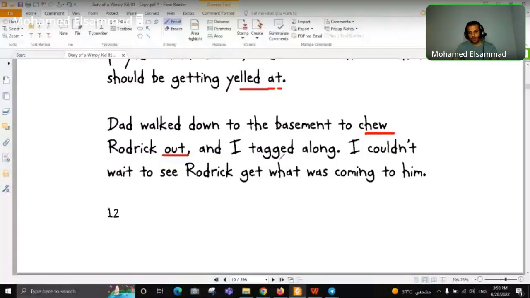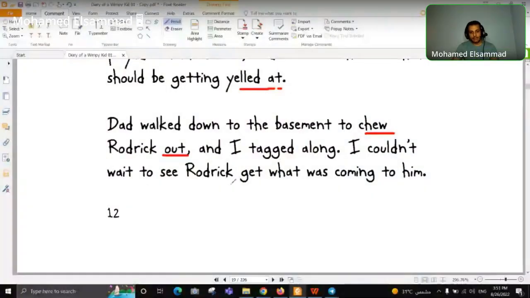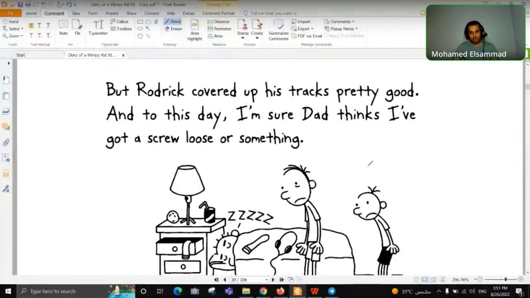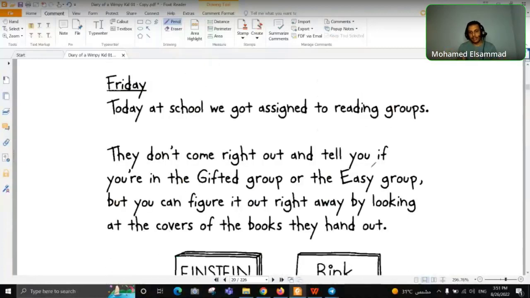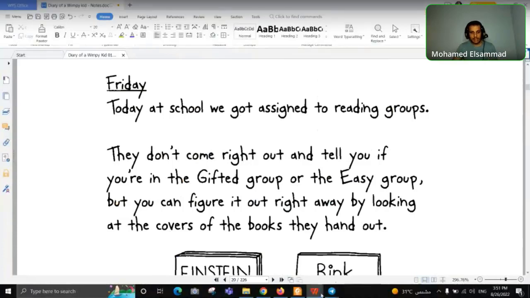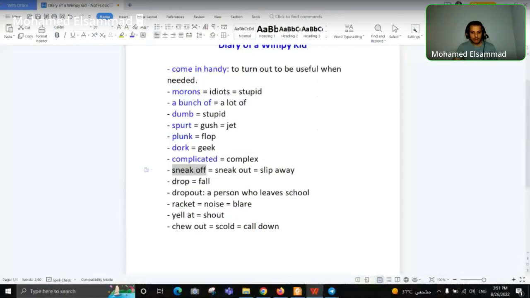So, and I tagged along. I couldn't wait to see Roderick get what was coming to him. But Roderick covered up his tracks pretty good. And to this day, I'm sure he thinks I've got a screw loose. So, okay, guys, let's stop here on Friday. I think that's it for today's reading. Okay, so the reading part is really enough if we do this every single day with me like that. It's gonna be fantastic, guys.